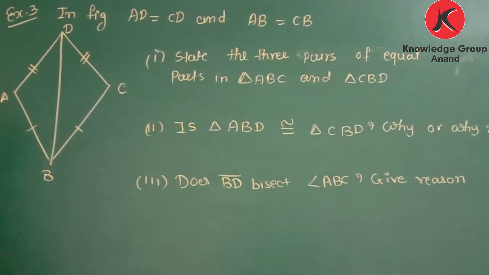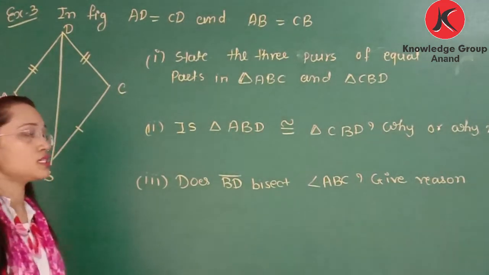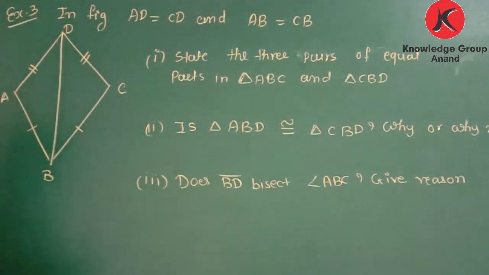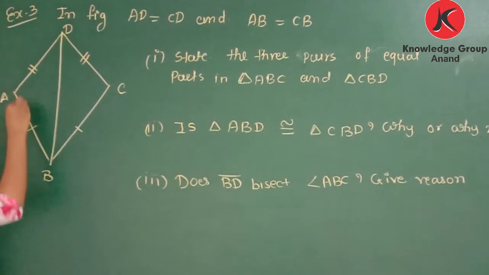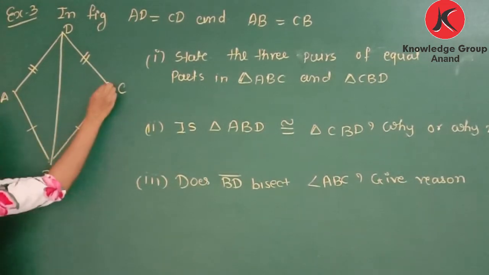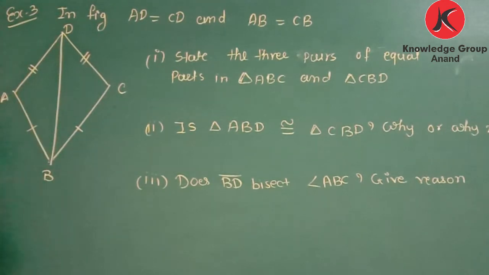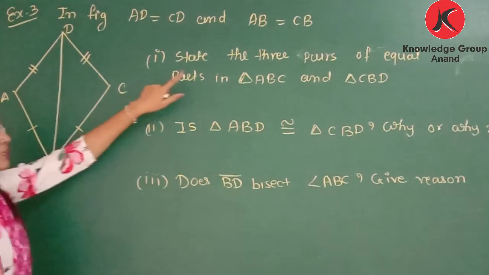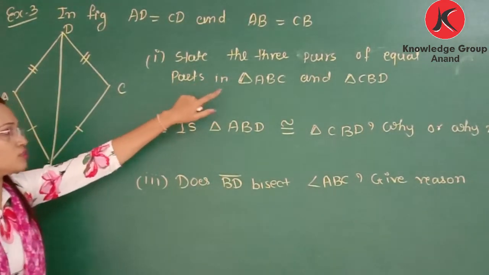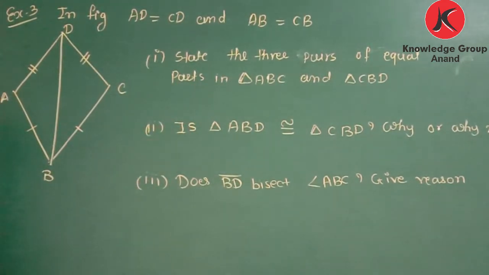Now let's take one more example based on SSS criteria. So here example 3 is given in your textbook. In the figure, AD is equal to CD and AB is equal to CB. So here the figure is given, you can see AB is equal to BC and AD is equal to CD. Okay, so this is given in the figure. State the three pairs of equal parts in triangle ABD and triangle CBD.